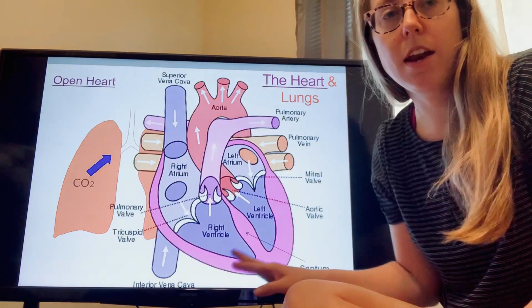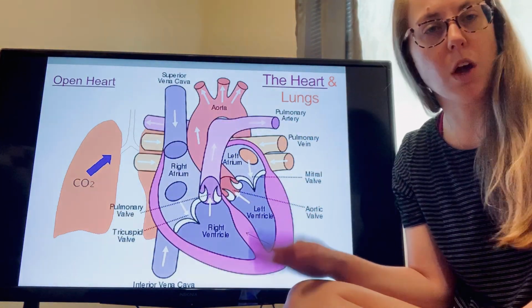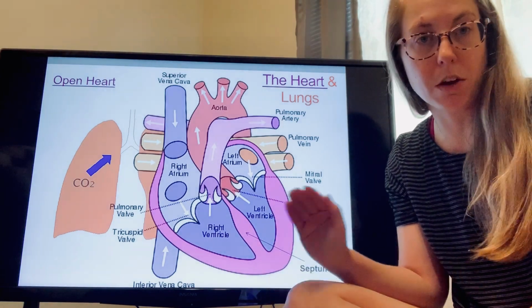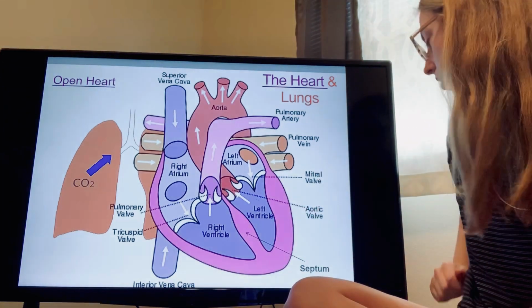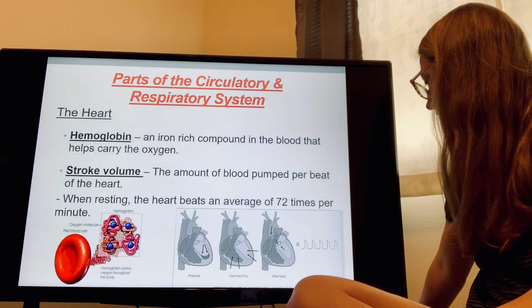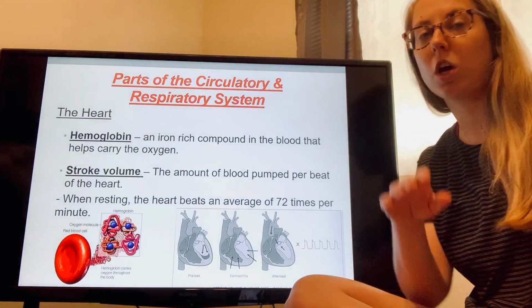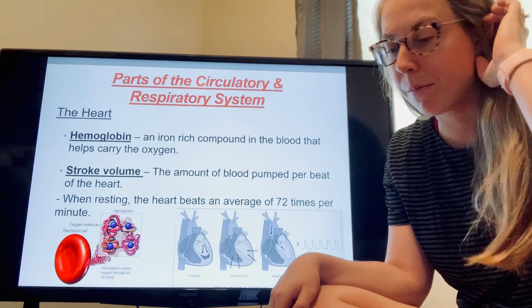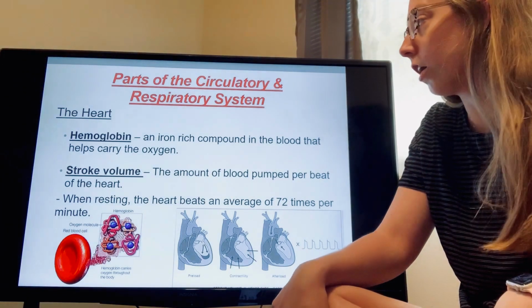This looks like a lot. We're going to talk about all of it, and you will know all of these parts as we go through this unit. Don't freak out. Let's learn about the parts first, and then we'll go back to looking at that diagram. All right, so first up we have the heart.